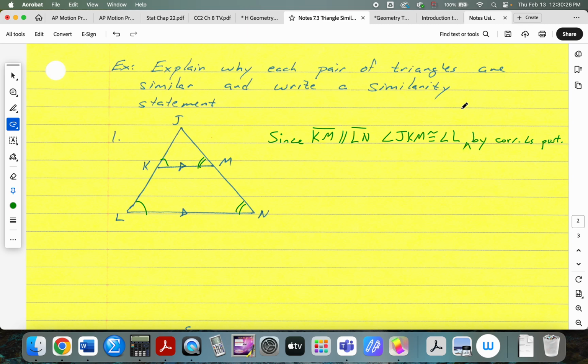So feeling super lazy, I'm just going to do angle JMK is congruent to angle N. And since it's for the same reason, we'll just shoehorn that in there. Therefore, triangle JKM is similar to triangle JLN by angle-angle similarity.